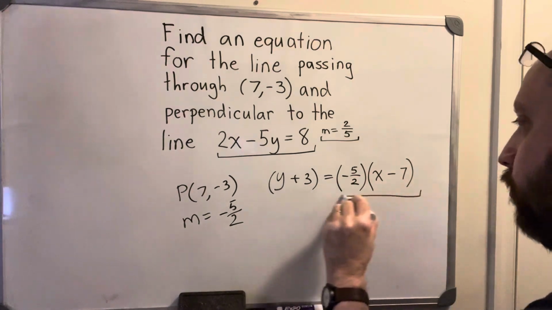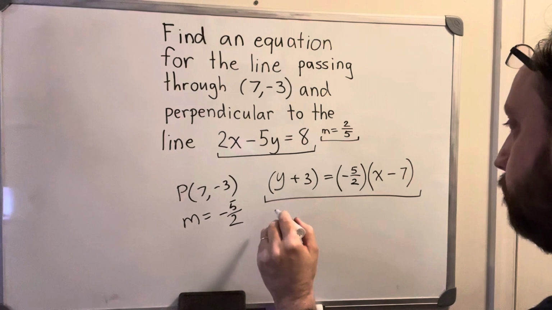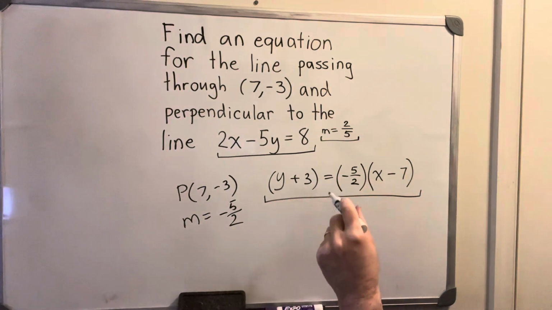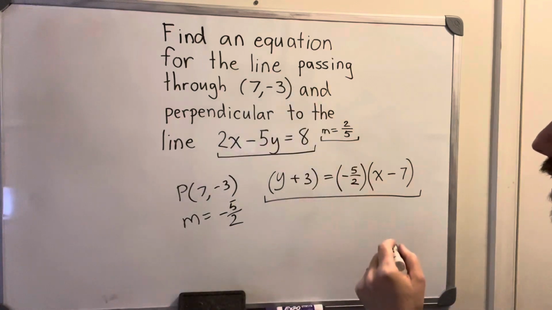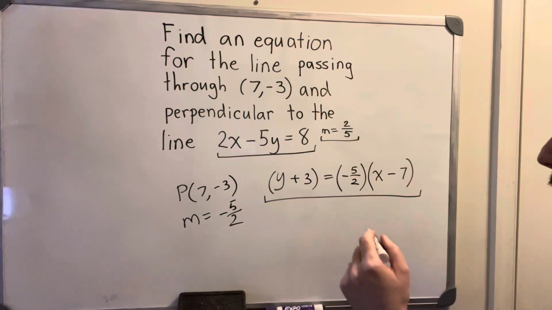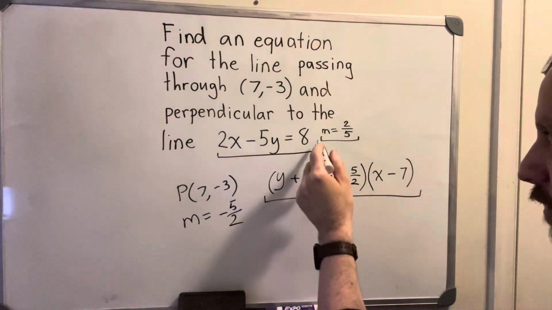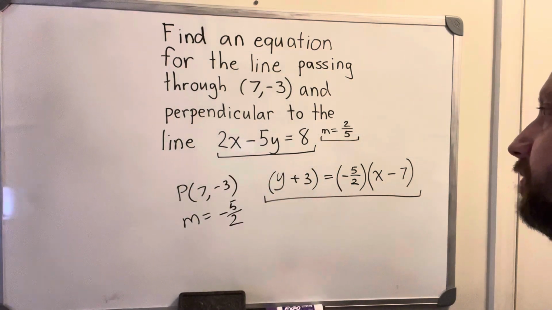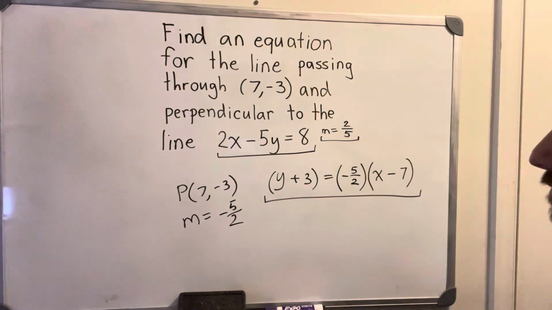And this is the equation in point slope form of the line that passes through (7, -3) and is perpendicular to the line with this general equation of a line. So this is the answer.